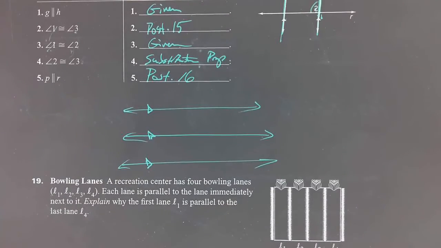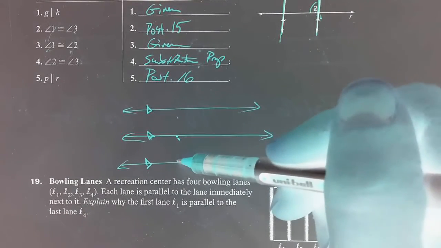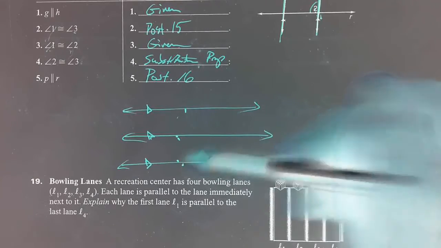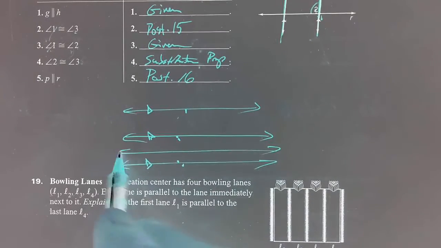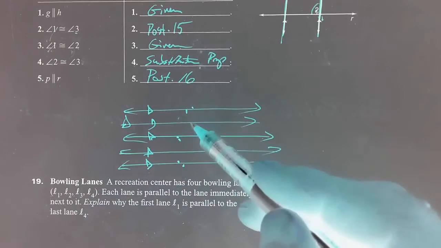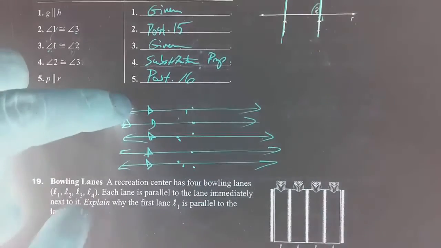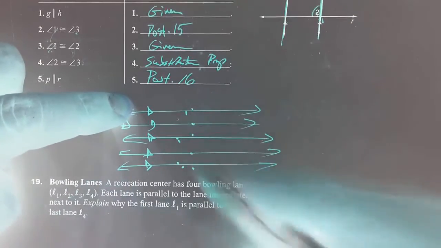It's really just the transitive property. If this is parallel to this and this is parallel to this, then these two have to be parallel. And I could do this all day long. What if I drew another one? What if I drew another? If this one's parallel to this one, and this one's parallel to this one, what's true about these two lines?